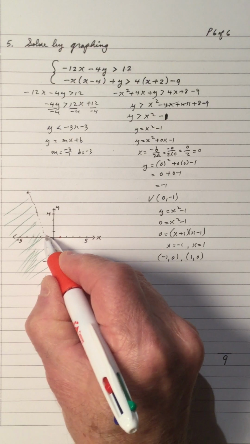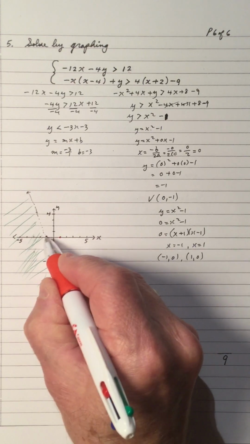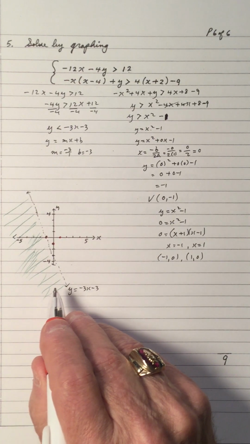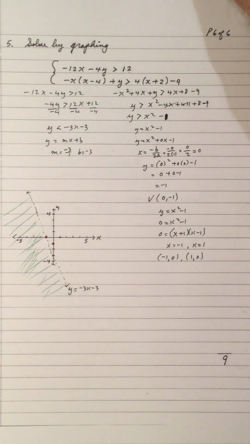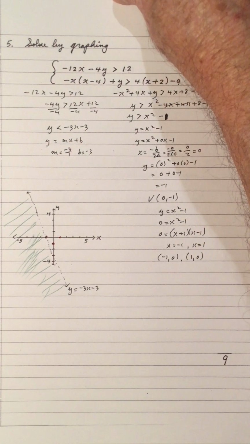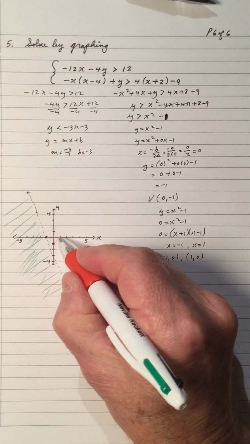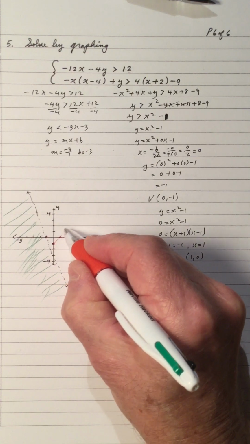So both the line and the parabola intersect at this point, but not at this one. Now, we have the parabola like this. Parabola is doing this.